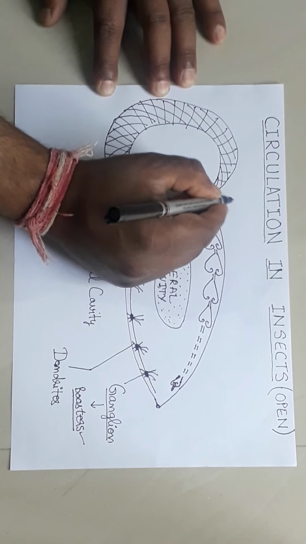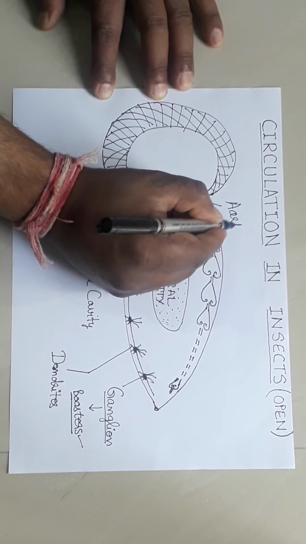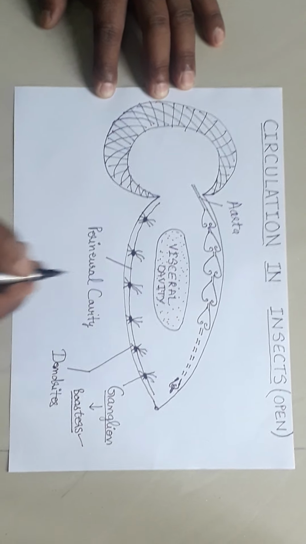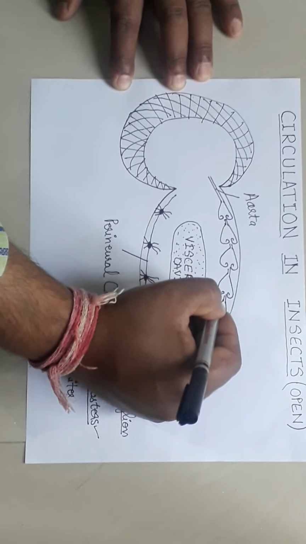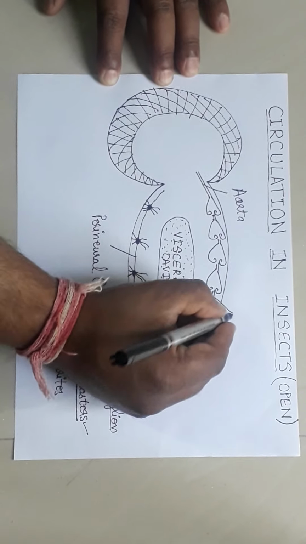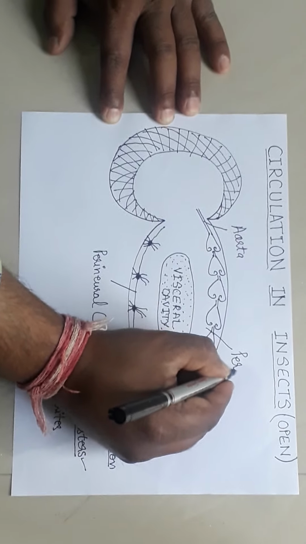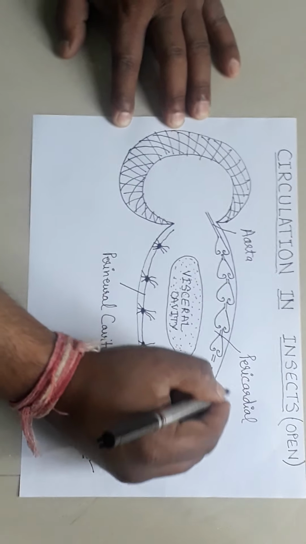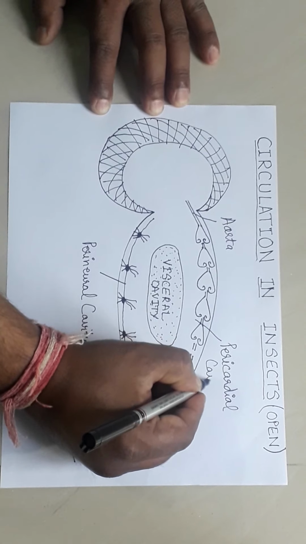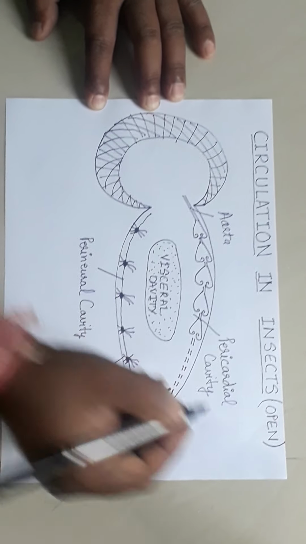This is the aorta, I have discussed, a blood vessel. Now, above the visceral cavity there is the pericardial cavity. Why are we using the term cardial? Because heart-like structures are present. So this is the pericardial cavity.